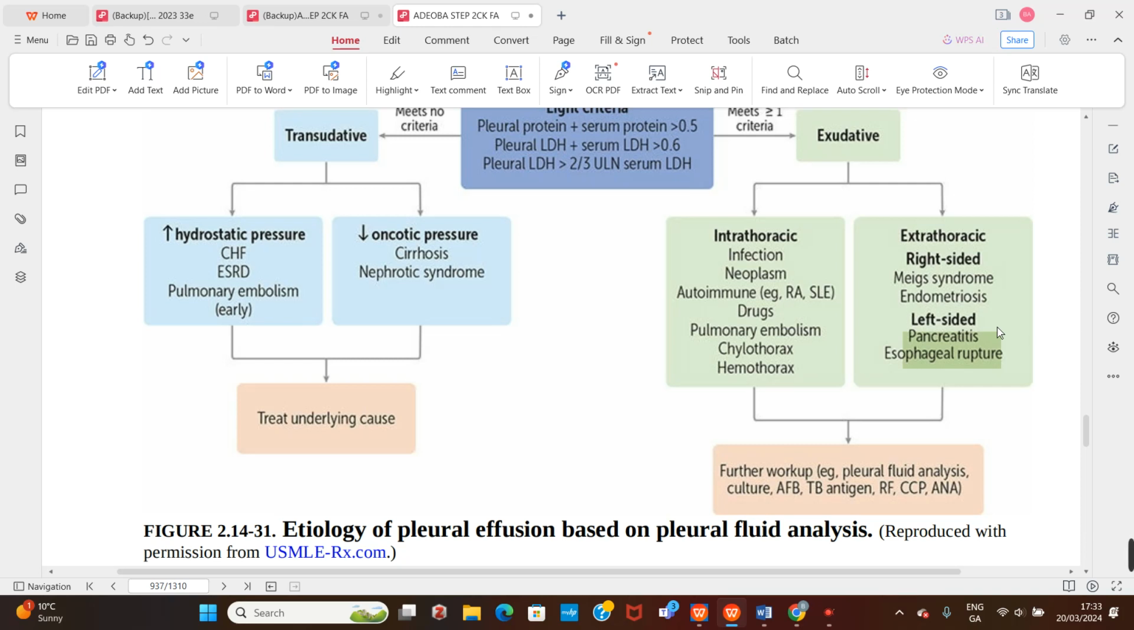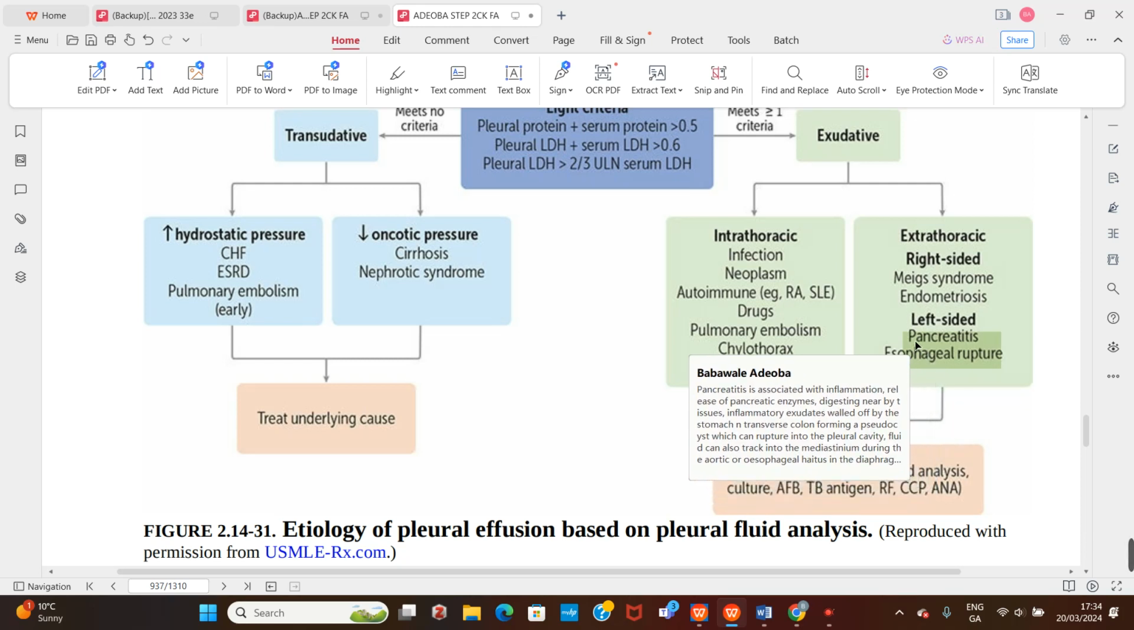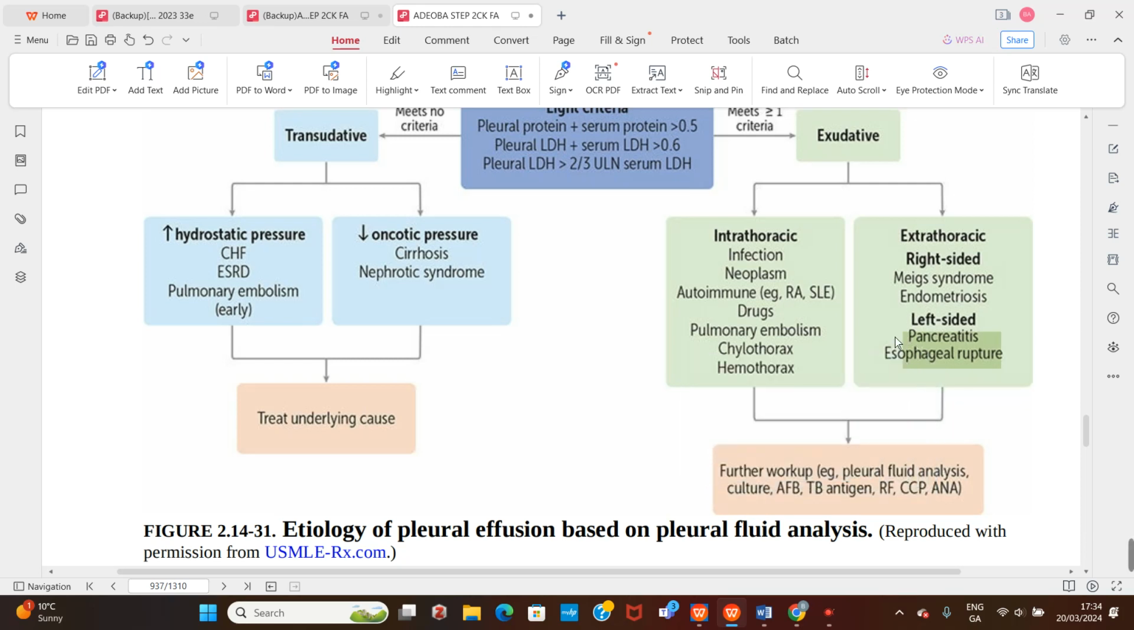They are triggering inflammation around the structures, and most of the time, the inflammatory exudate is going to be confined as an abscess between the transverse colon and the stomach, and from there it can easily rupture into the left side of the lungs. Esophageal rupture too can be a cause of left-sided pleural effusion, particularly the distal part of the esophagus.